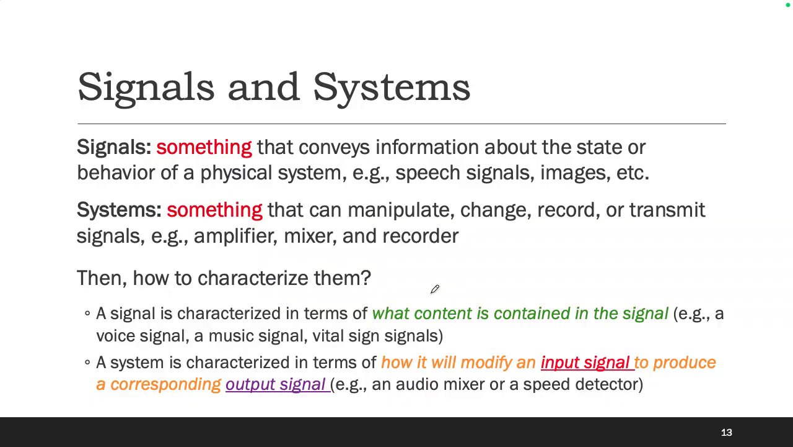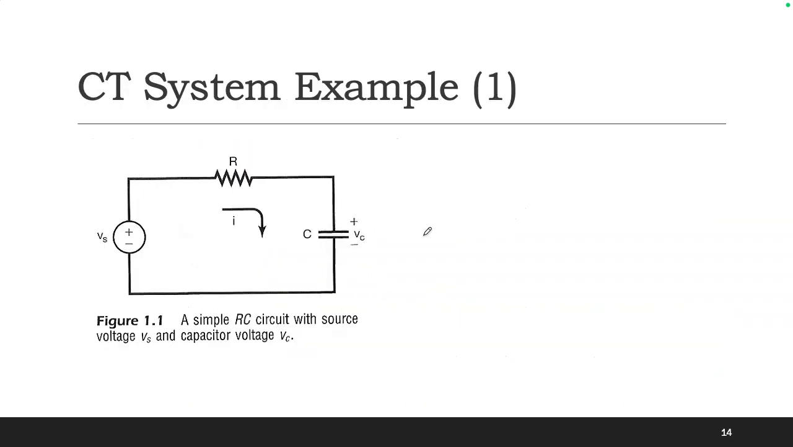Okay, let's talk about one very easy system example. What is this? Actually, we talked about this system before. What's this? Resistor, am I right? Yeah, so this is a very famous one, the RC circuit. Actually, we talked about this this morning, the RC circuit. Yeah, the capacitor can charge and discharge, am I right?